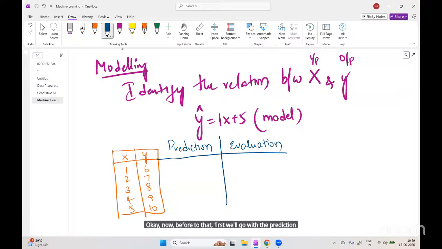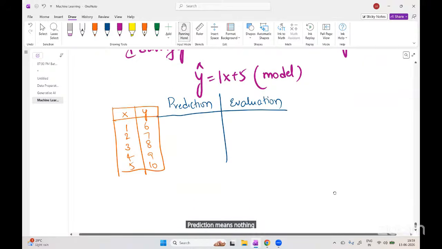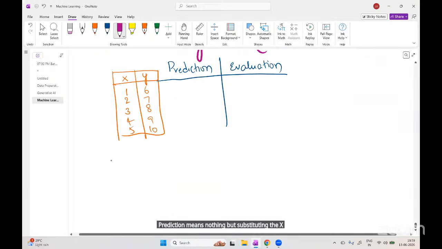Before that, first we'll go with the prediction. What is meant by prediction? Prediction means nothing but substituting the X value in the equation.